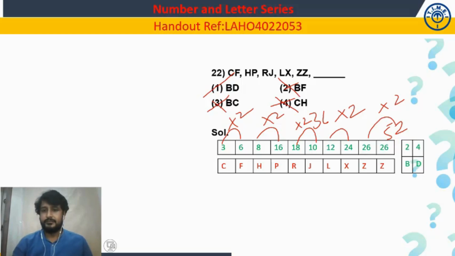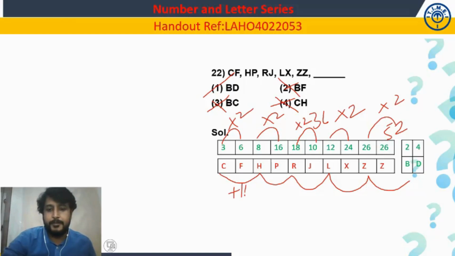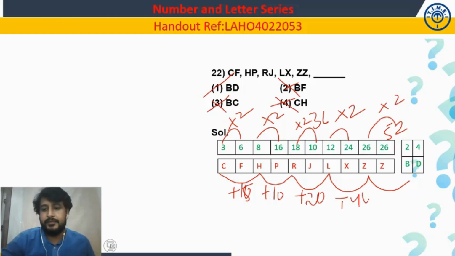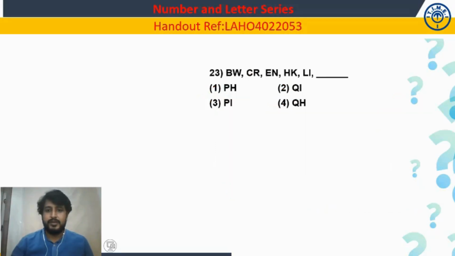Into 2 logic. Or the other difficult way, plus 5, plus 10, plus 20, plus 40, next will be plus 80. But don't go with the second way, go ahead with the first way. Okay. Choice 1. Move to question number 23.